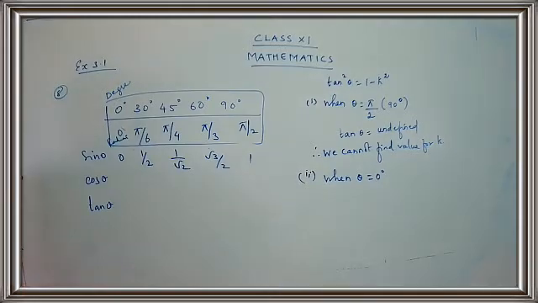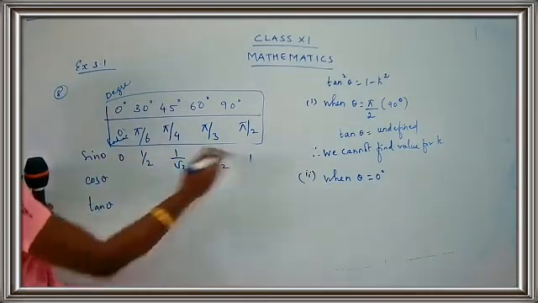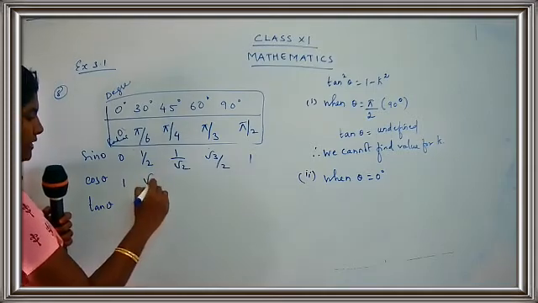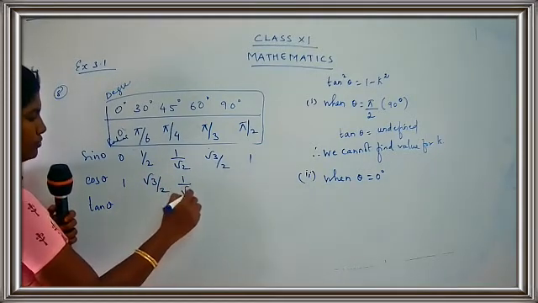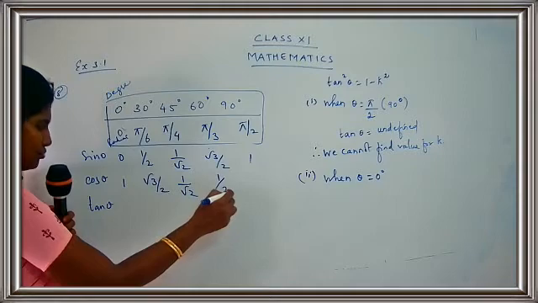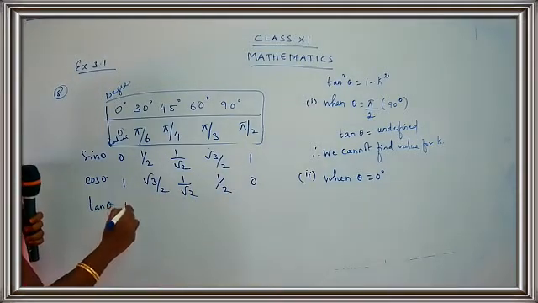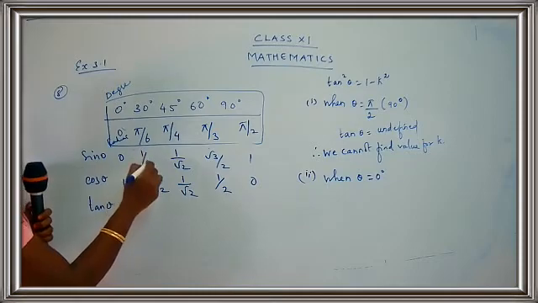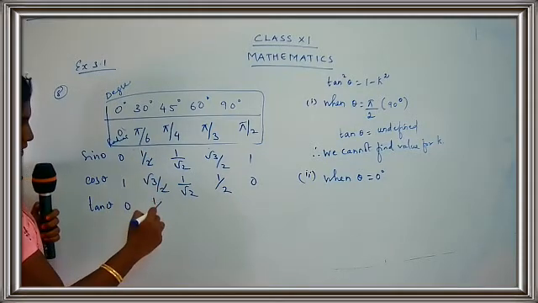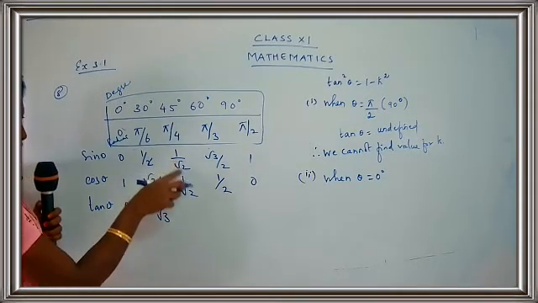So what is the value for sine? 0, half, 1 by root 2, root 3 by 2, 1. And for cos, you have to just write the reverse order. So it is 1, root 3 by 2, 1 by root 2, 1 by 2, and this is 0. For tan, 0 upon 1 is 0. So 2 gets cancelled and you get 1 by root 3.